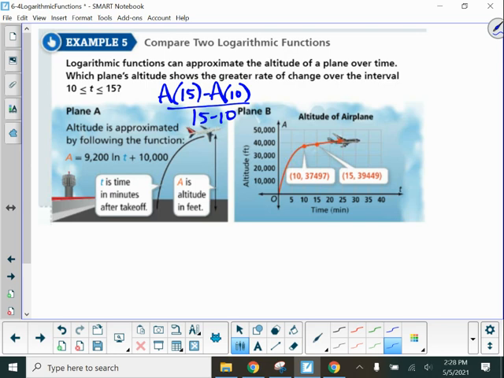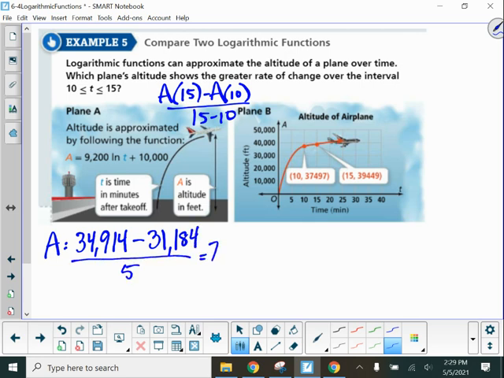So you would take the 15 and plug it into this equation with the natural log. For plane A, when we plug in the first one, I get 34,914. If I plug in 10 to the first equation, I get 31,184. And then I'm dividing that by 5, and we get 746 feet per minute. So the rate of change of their altitude is going to be 746 feet per minute for plane A.